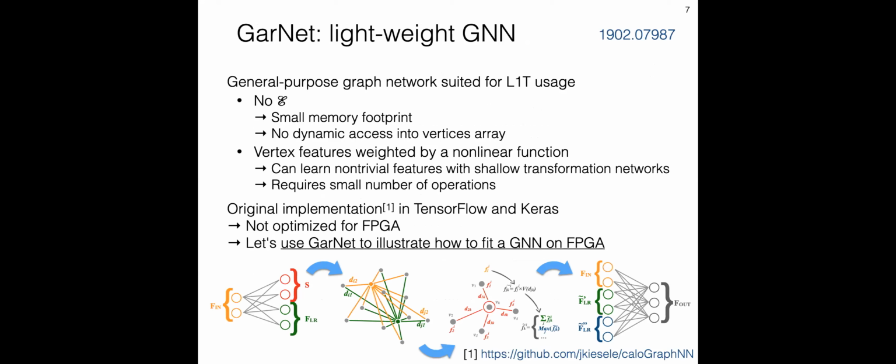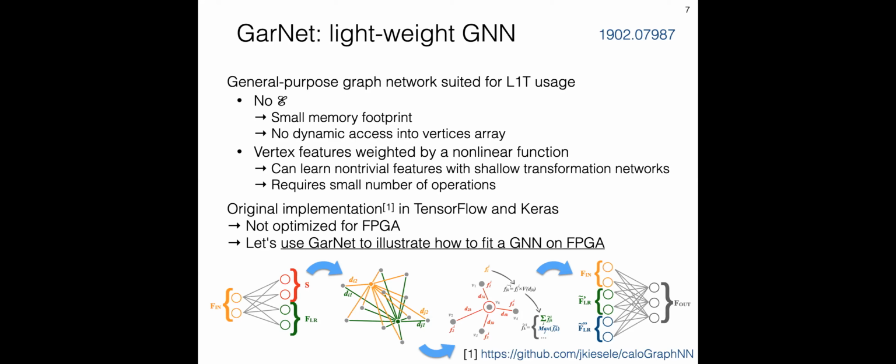So with those challenges in mind, we picked a specific GNN algorithm to see if it can be implemented as FPGA firmware. The algorithm is called GarNet, and it's introduced in the paper at the top right. It's a general purpose graph network, which was already designed with level 1 usage in mind. The particular features that make it a good candidate for GNN on FPGA are, one, it doesn't use edges. It doesn't have edges as input. So directly that leads to a small memory footprint, and also it cuts out this dynamic access issue that I just mentioned in the previous slide.